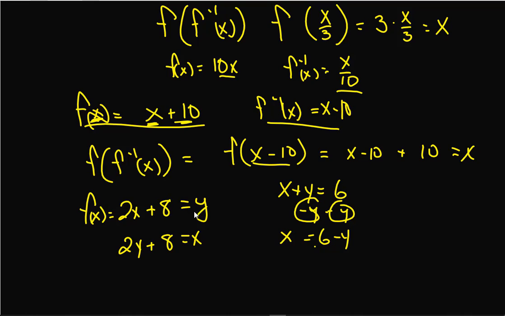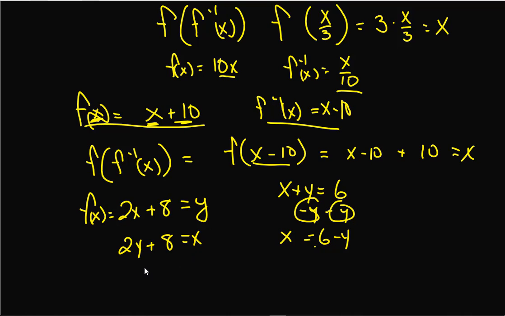That is, you have 2x plus 8 equals y. There's no rule that says you can switch x and y, because you can't switch x and y. This is just how to get the inverse. The inverse is not the same as the original function, and you cannot switch x and y, but if you want to get the inverse, you can switch x and y to get the inverse. So that's what I did here. 2x plus 8 equals y, 2y plus 8 equals x. That will give you the inverse.